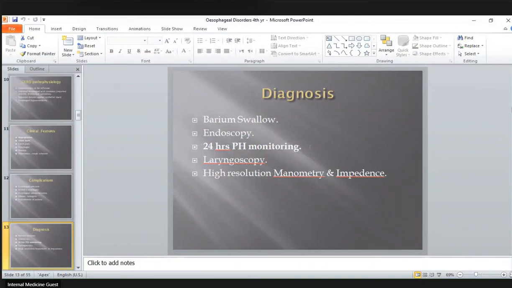24-hour pH monitoring: if the pH of the lower esophagus is less than 4 for more than 5% of the time, then this is a positive result for reflux disease. Laryngoscopy may show us inflammation in the upper parts of the larynx as a result of reflux disease.